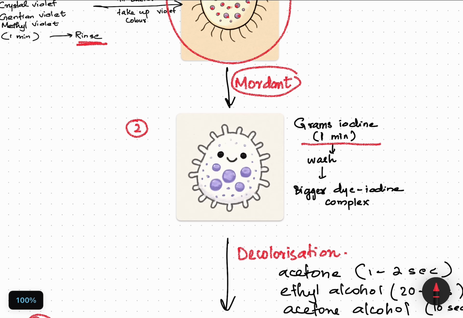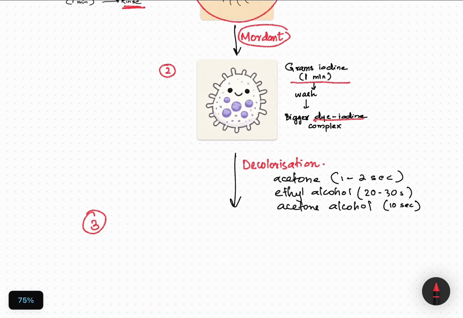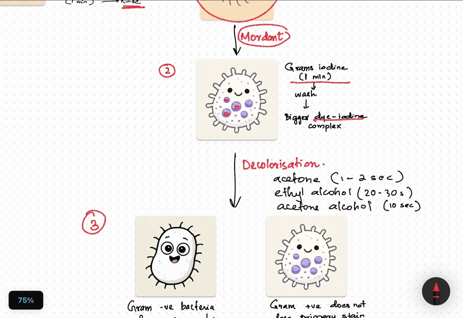I'm going to use Gram's iodine. I'm going to wait for 1 minute. I'm washing it off. So what happens here is that there is a formation of a diiodine complex, and this complex will become a little bit bigger, okay. So to show you that the iodine complex is bigger, I have shown a white bacteria with big granules of violet or purple in color, okay.